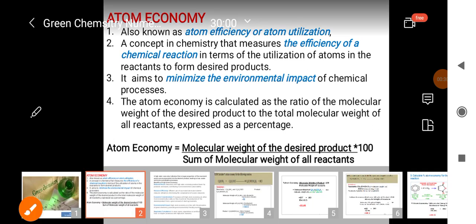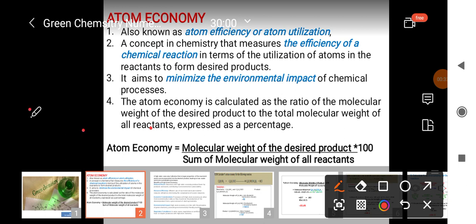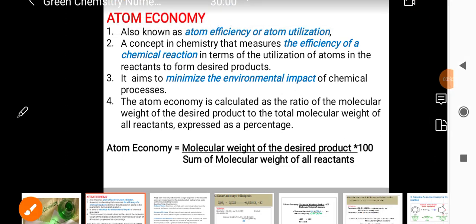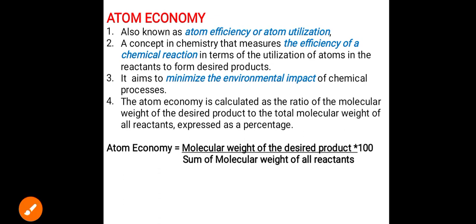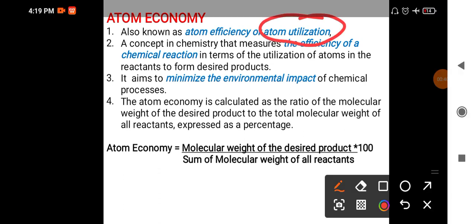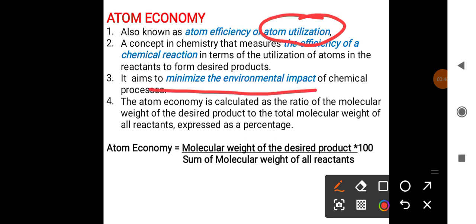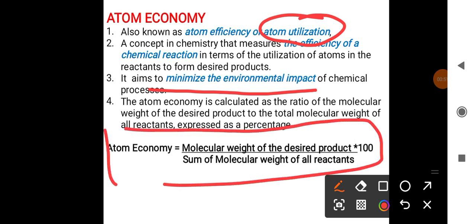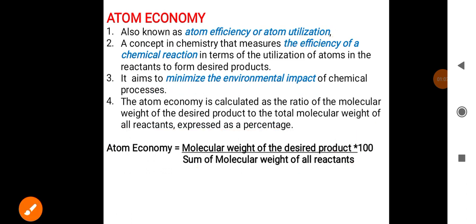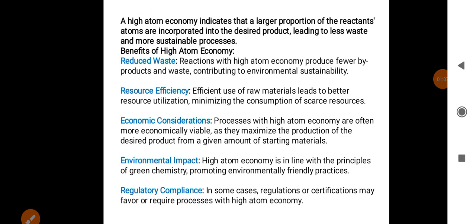So let's understand in brief what exactly atom economy is. Atom economy is basically the efficiency of any chemical reaction, or it is also called atom utilization. This is the concept which actually aims to minimize environmental impact. Atom economy is generally calculated by using the formula: molecular weight of desired product upon sum of molecular weight of all the reactants, multiplied by 100. So molecular weight of product upon molecular weight of reactants is the formula of atom economy.